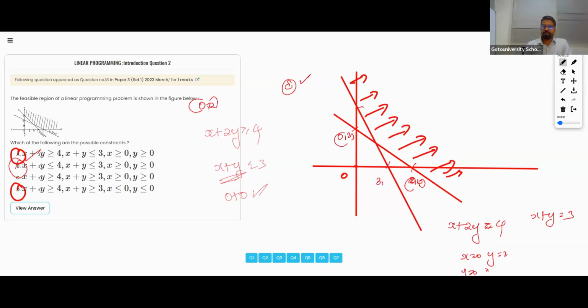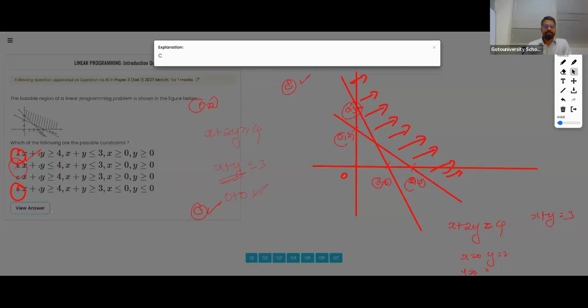This is what it is, 3, 0, 0, 3. So yes, these points are exactly matching for only option C. So the answer should be C. Let's see the option. Yes, C. The answer is option C itself.